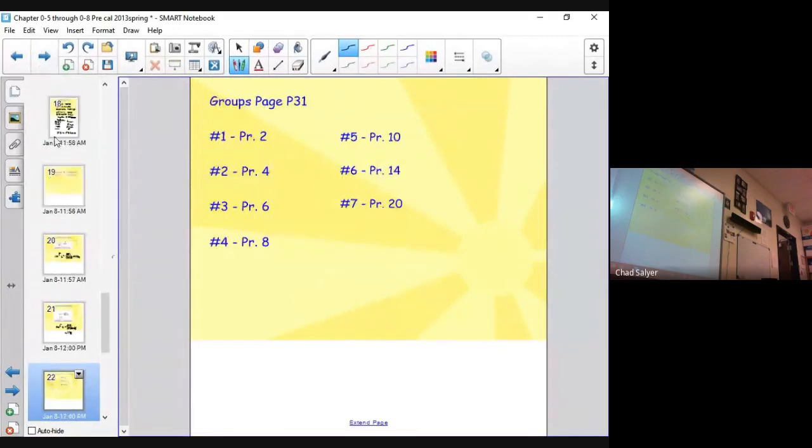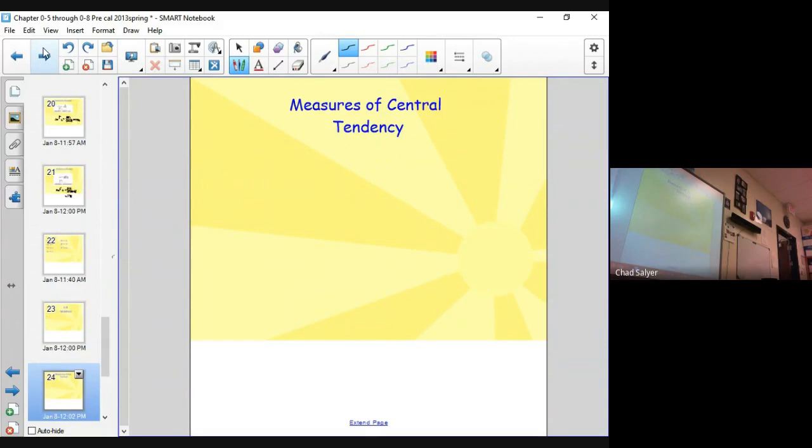All right, moving on. So there are some problems. If you feel like reinforcing what we just learned, you can pause here and work through those. Chapter 0 part 8, the last section in chapter 0, measures of central tendency.